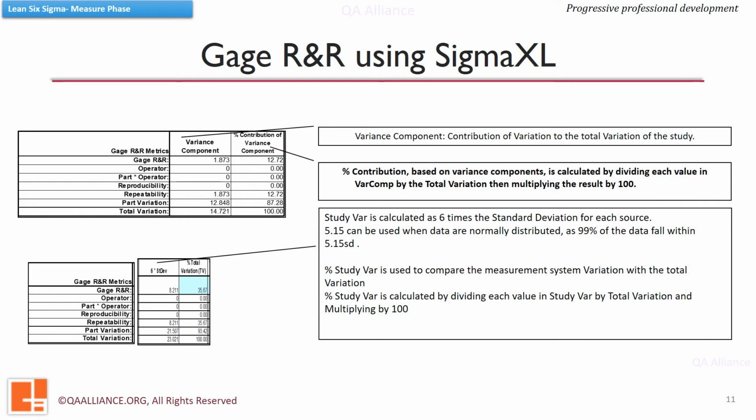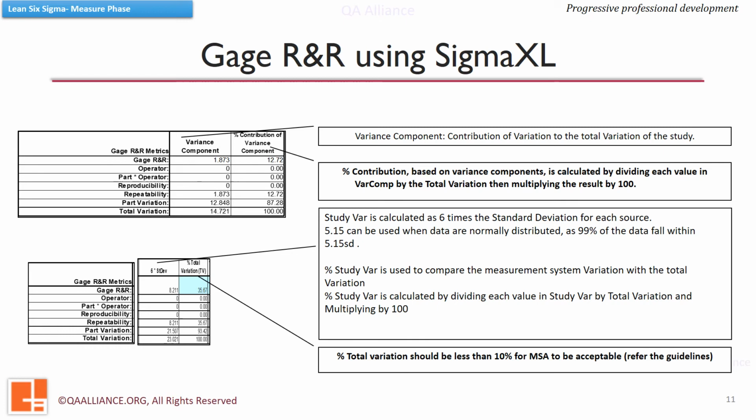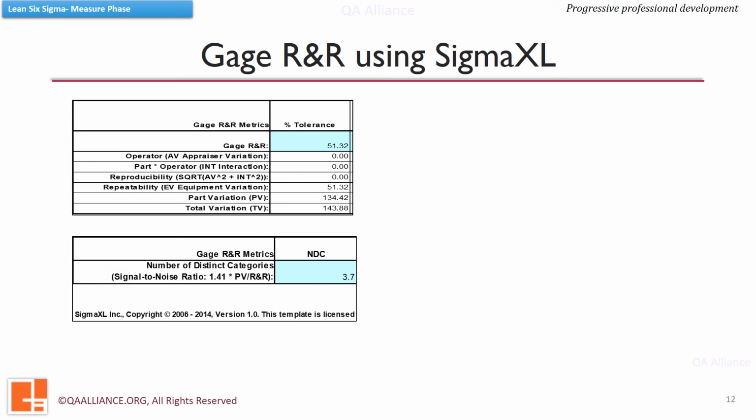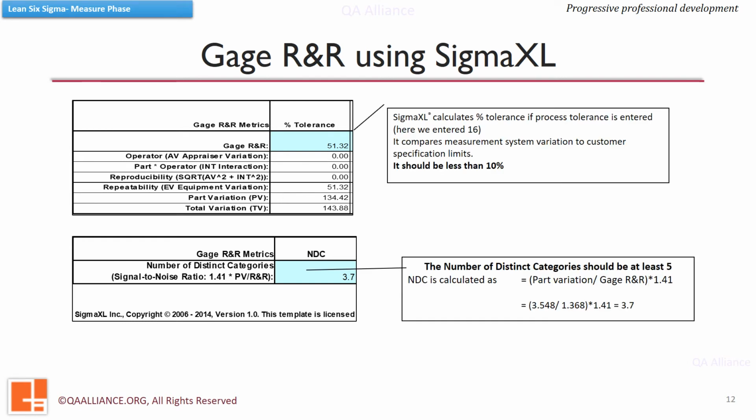Percentage study variance is used to compare the measurement system variation with the total variation. We should also note, as a generic guideline, the percent total variation should be less than 10% for a measurement system to be acceptable. There are also the tables for percentage tolerance and number of distinct categories. Sigma Excel calculates percent tolerance if process tolerance is entered, like in this example where we have given process tolerance as 16. The percent tolerance compares the measurement system variation to customer specification limits. As a generic guideline, it should be less than 10%.